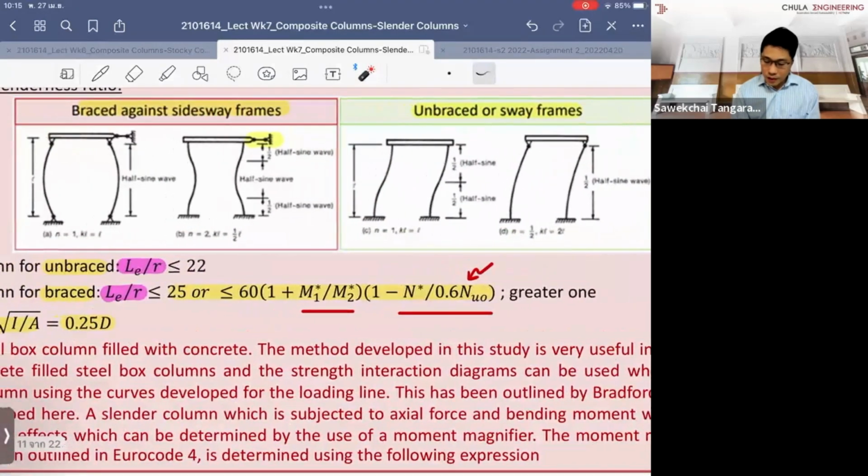And you have a look. If we have a single curvature, the parameter here has the value of the negative sign, right? So it's subtracted from 1. So basically, this will reduce the limit to check for the slenderness of the member. But if we have the double curvature, which is stronger, you have the positive sign, so it increases the value of the limit, which makes sense.